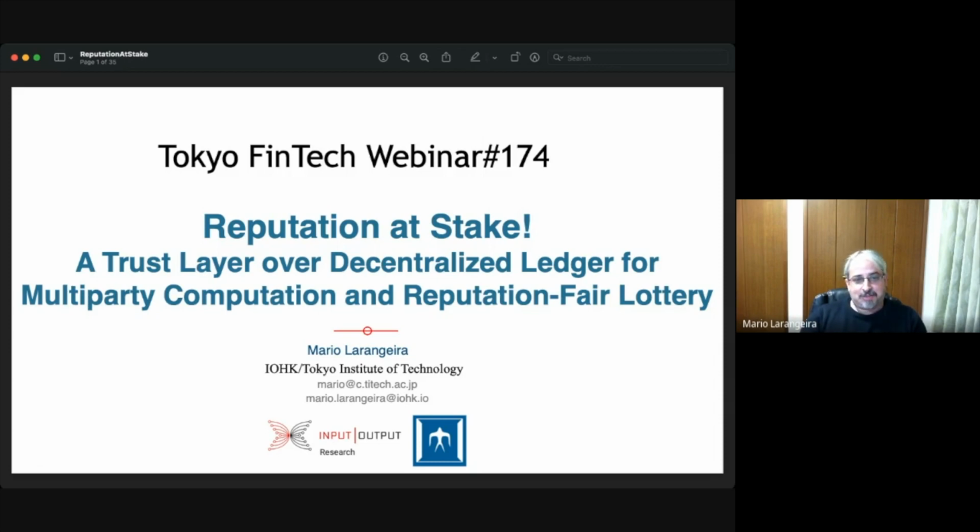Well, the rest of the title is a little bit longer, right? A trust layer of a decentralized ledger for multi-party computation and reputation fair lottery. What it basically says is that on top of the proof of stake blockchain, we do some activities so that we can compute reputation for participants.